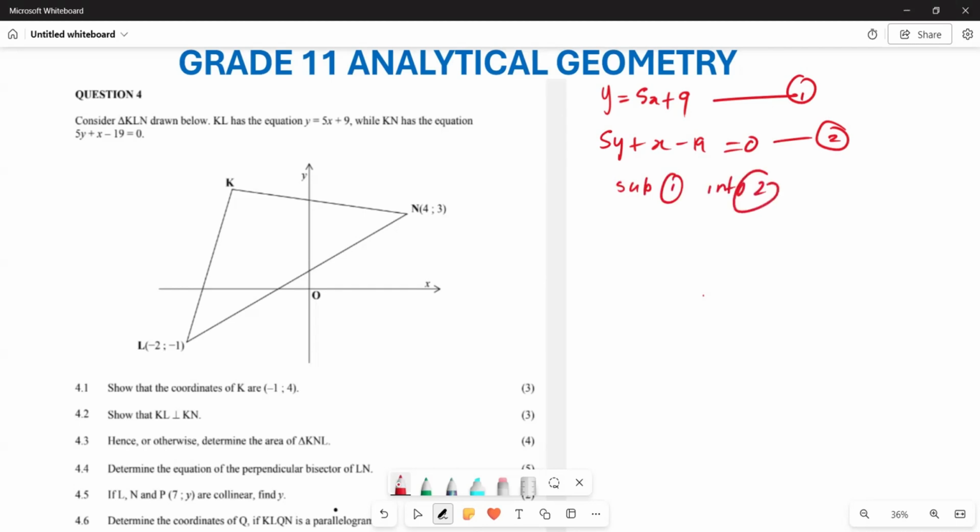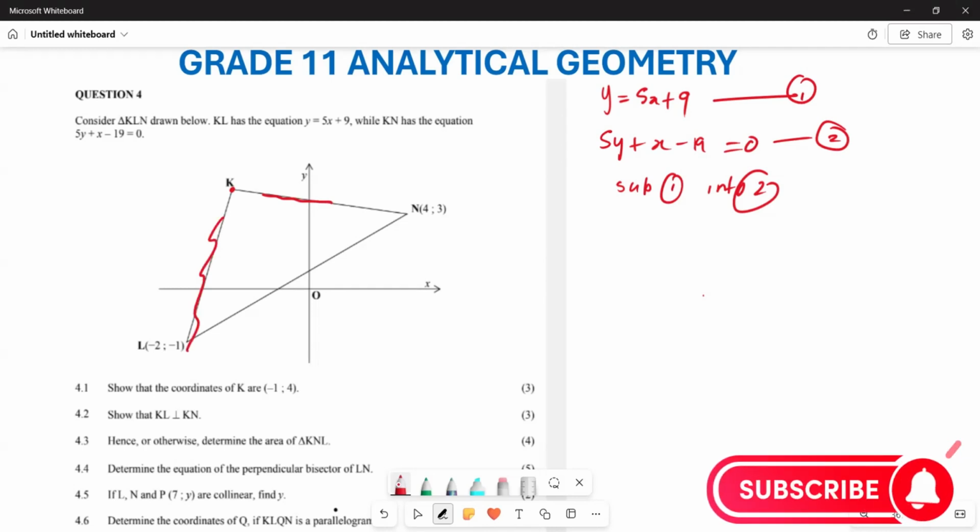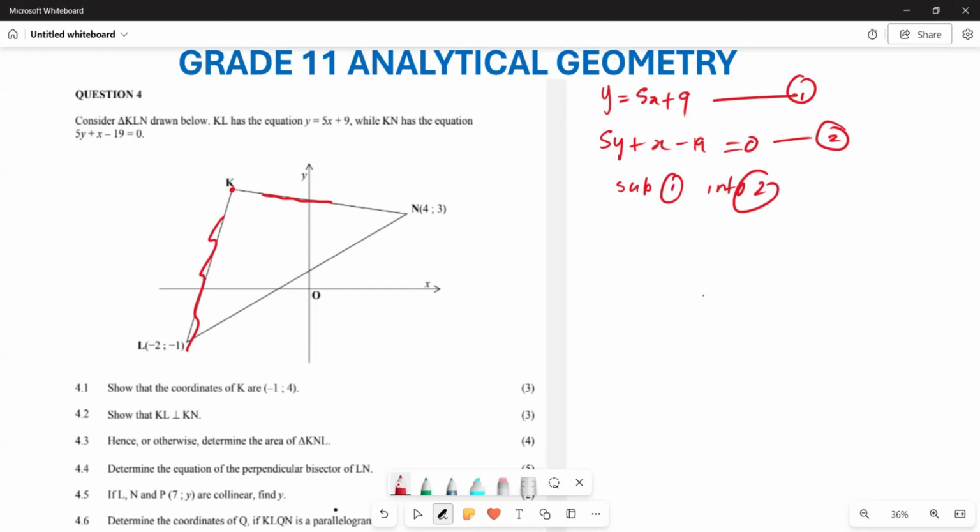Why are we doing that? Remember, this K is the point of contact from these two equations, from this equation here and from this equation here altogether. So whenever you're looking for a point of contact, you equate both of these particular equations, right? So now we are going to say this is the same as 5 into (5x plus 9) plus x minus 19 is equals to 0.